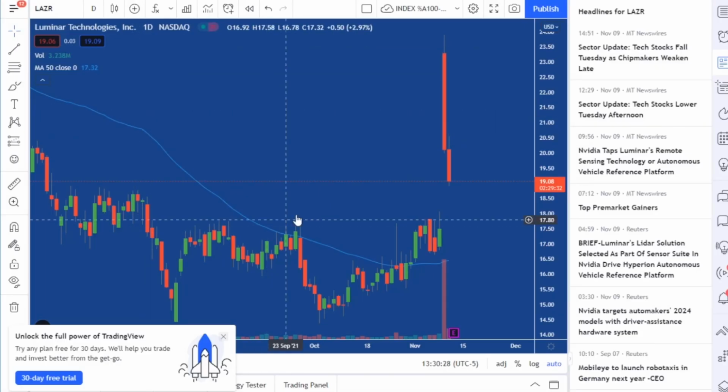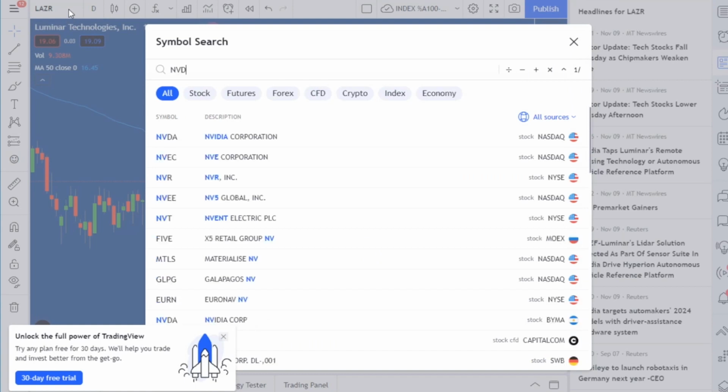We're going to talk about Luminar and NVIDIA. This is a new marriage that we're going to talk about. First, let's look at the NVIDIA chart.